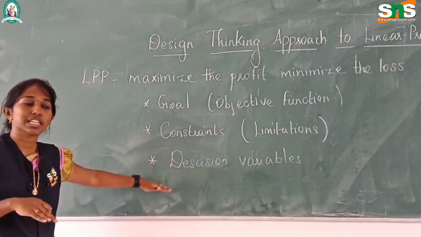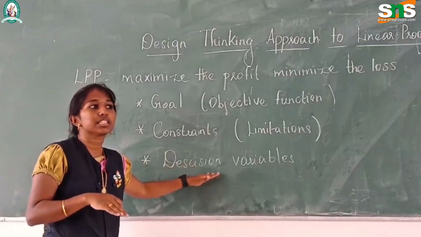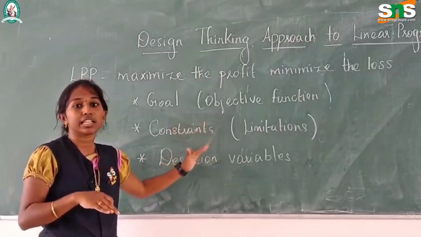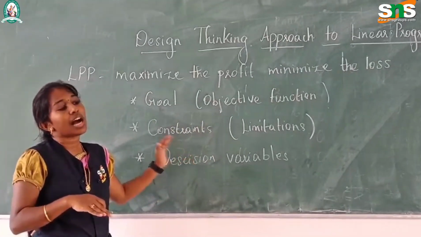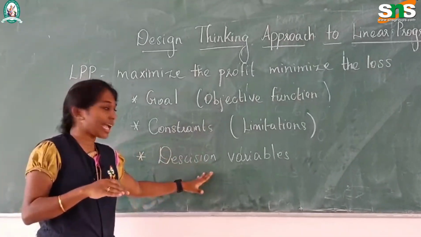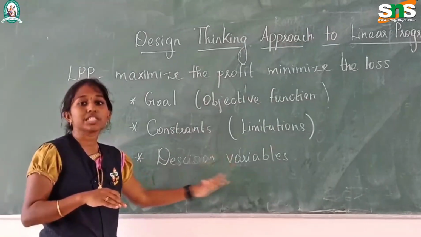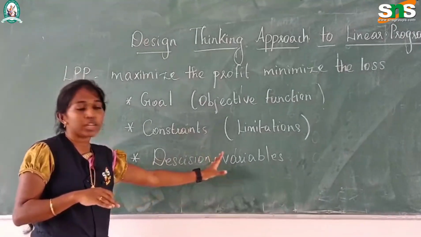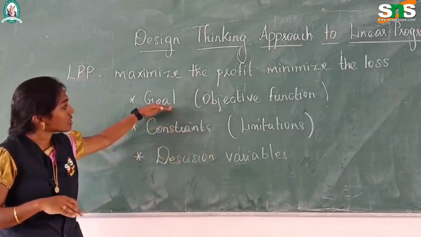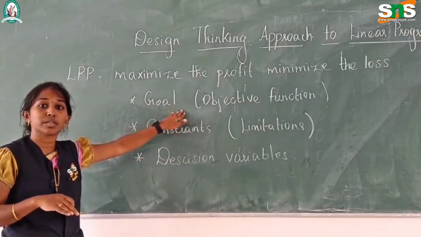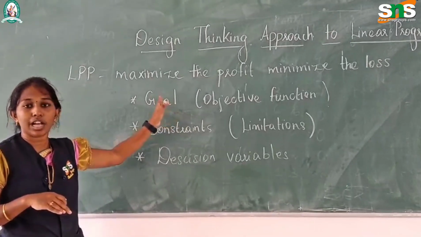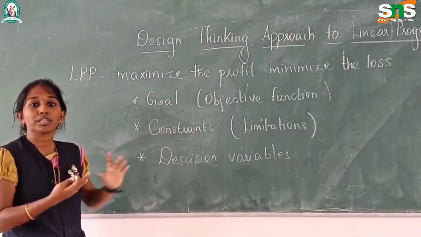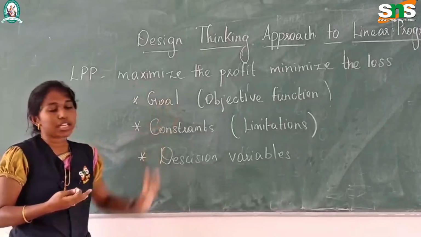The first one is decision variables. Decision variables indicate how many products the baker is going to sell in his bakery. For example, I am going to take the decision variable x1 as cake, x2 as bun and x3 as muffins. Likewise, we are going to take all the products present in that bakery as the decision variables. And the next one is goal, that is the objective function. The ultimate aim of that bakery owner is to maximize his profit. So we are going to define this problem in the maximization case. That is the objective function.